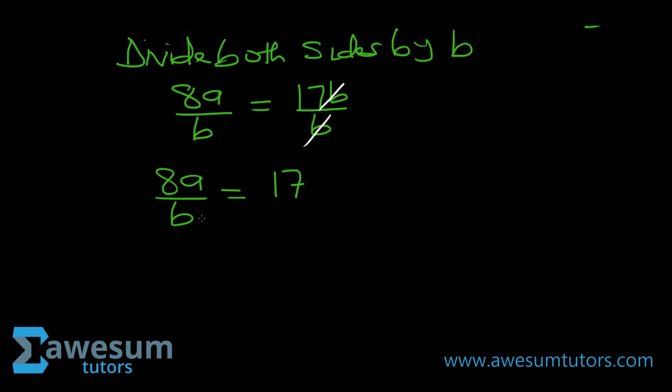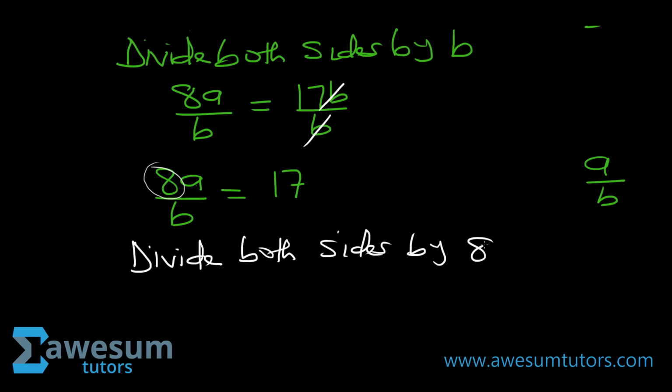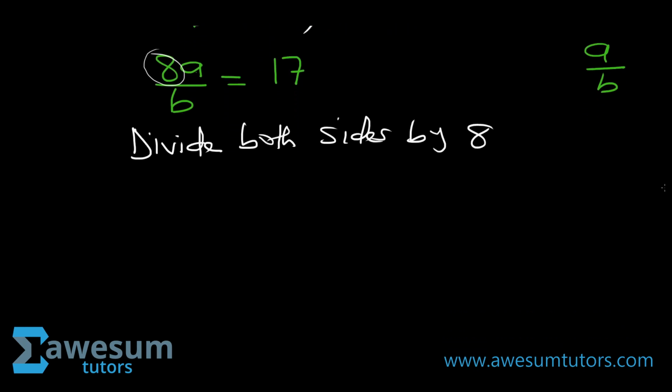Take note that what the question asks us to find again is a over b. Now I have a over b, but there is still something disturbing a, which is this 8 right here. How do I get rid of this 8? I can divide both sides by 8 also. So if I divide both sides by 8, I'm going to have 8a over b times 8 at the bottom, equals 17 over 8 also.